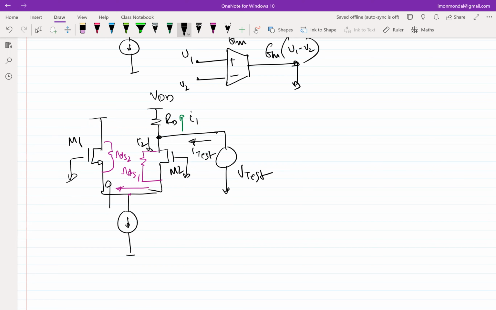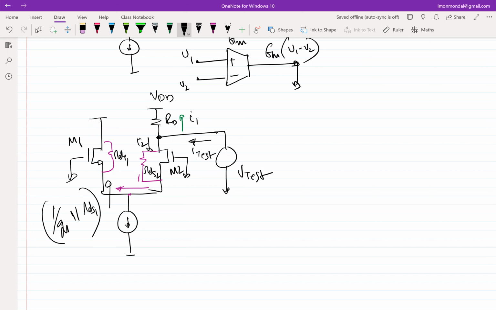RDS2 parallel on over GM1, right? So if I didn't have RDS2, I would have gotten 1 over GM, right? In the presence of RDS2, I think I reversed the signs. This should have been RDS1, but should be RDS2. So RDS1, RDS2. So this impedance looking up will be 1 over GM parallel RDS1.